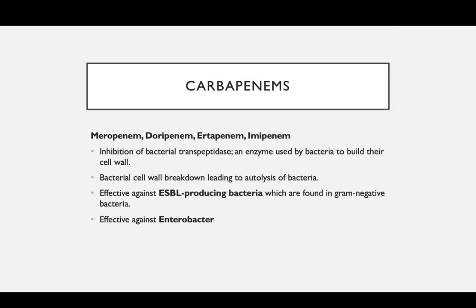For our next, we'll move into the carbapenems. We have meropenem, doripenem, ertapenem, and imipenem. These inhibit bacterial transpeptidase, an enzyme again used by bacteria to build their cell wall. Carbapenems are effective against ESBL-producing bacteria, which are typically found in gram-negative bacteria, and they are effective against Enterobacter.